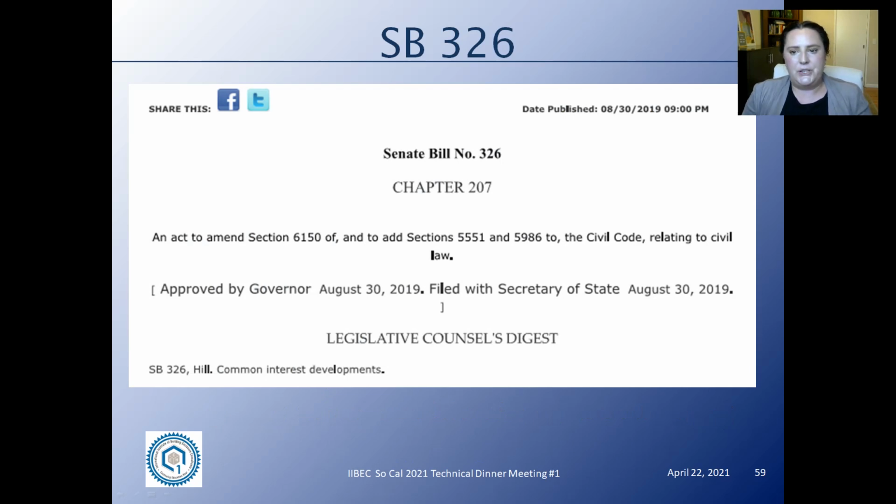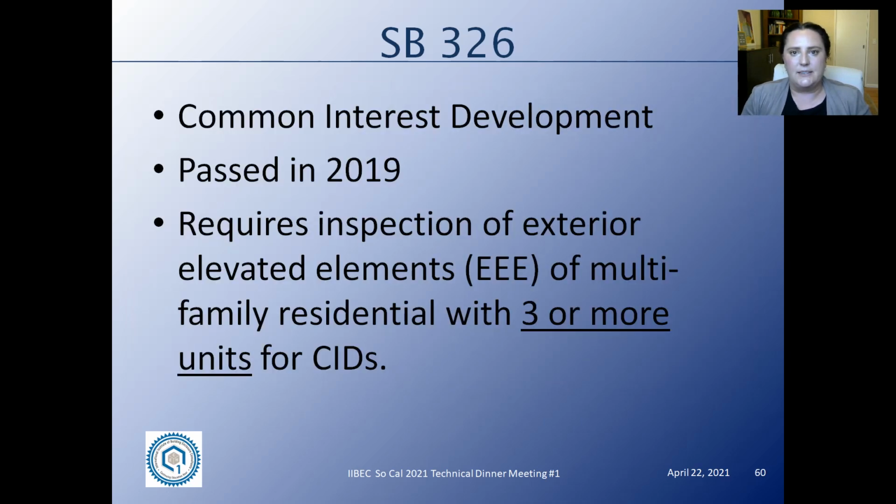So now let's look at 326. And 326 was passed to close the gap that 721 included with respect to condos and common interest developments. So 326 is the same E3 inspection requirement for common interest developments. This was passed in 2019. And again, it's inspection of the triple E's of multifamily residential with 3 or more units. So if you have a duplex, it's not considered part of this requirement.